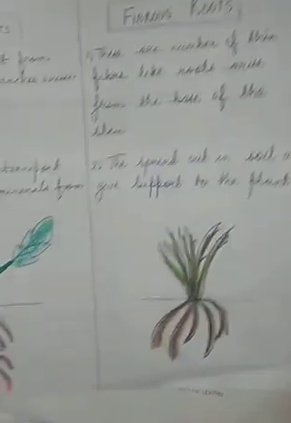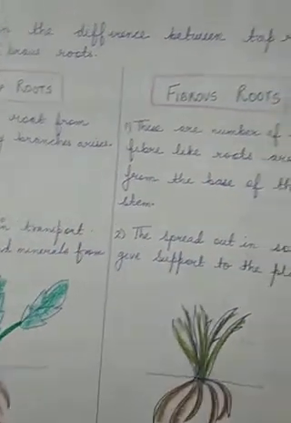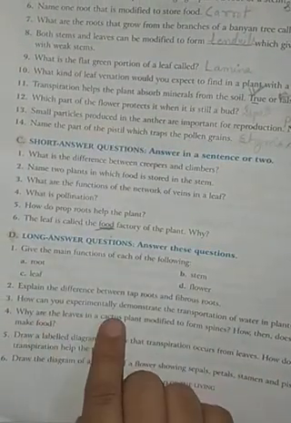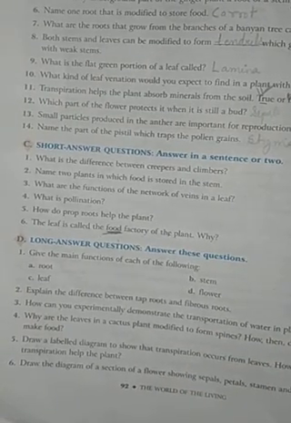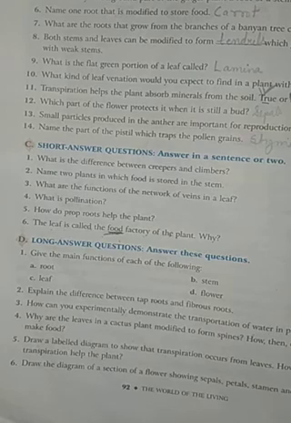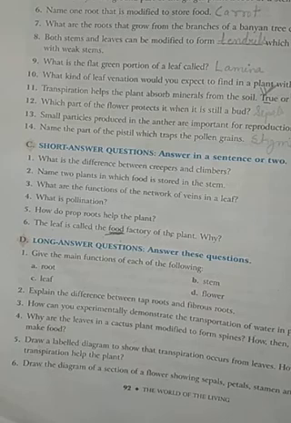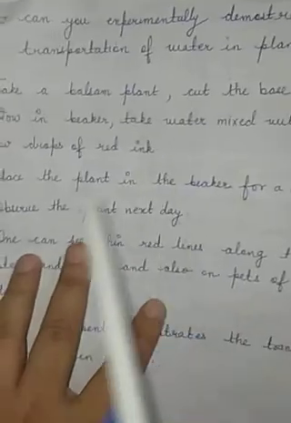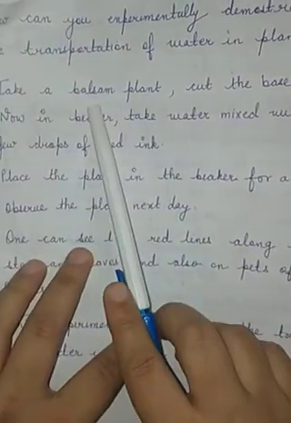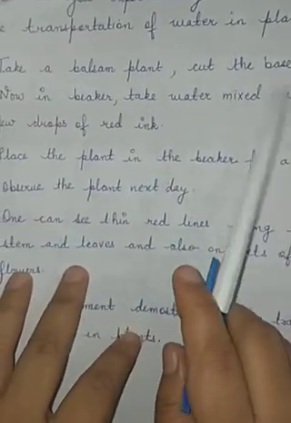So this you have to write in question number 2, about taproot and fibrous root with the help of diagrams. Now coming to the third question: how can you experimentally demonstrate the transportation of water in plants? The transportation of water means how water is transported from one place to another in plants. So how can you do this? Simply take any plant. Here the example of a balsam plant is written. What you will do is cut the base of that plant.